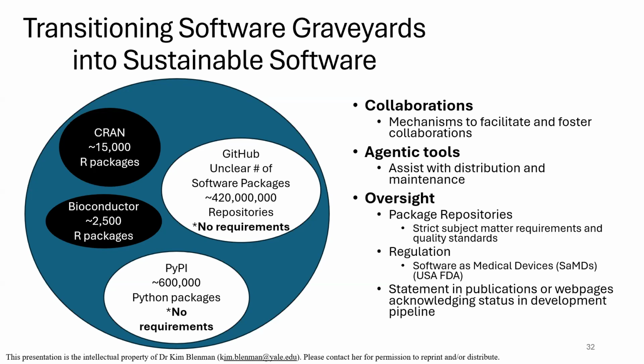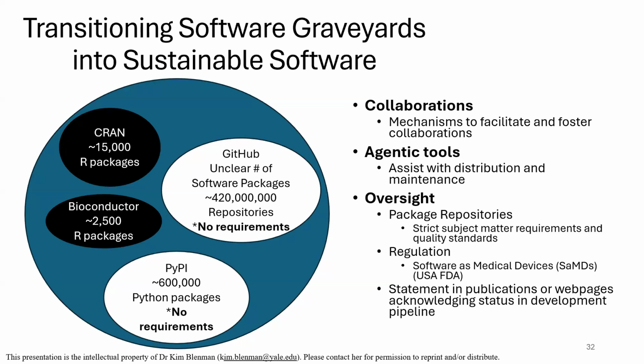There are several wonderful package repositories that exist, and some that have strict subject matter requirements and quality standards. The examples here on the left are of 4 repositories, 2 that are strictly regulated, both of those are R packages repositories. The top one is CRAN, which has approximately 15,000 packages. The bottom one is Bioconductor, which has approximately 2,500 R packages.